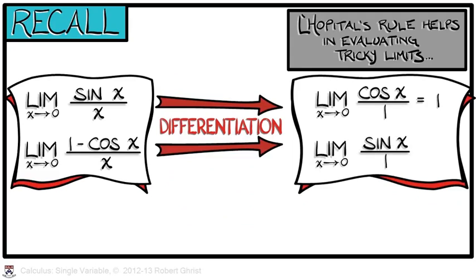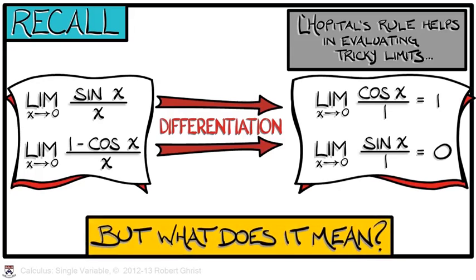Likewise, in the second example, the derivatives of the numerator and denominator give sine of x and 1, respectively, leading to an answer of 0. But what does l'Hôpital's rule really say?